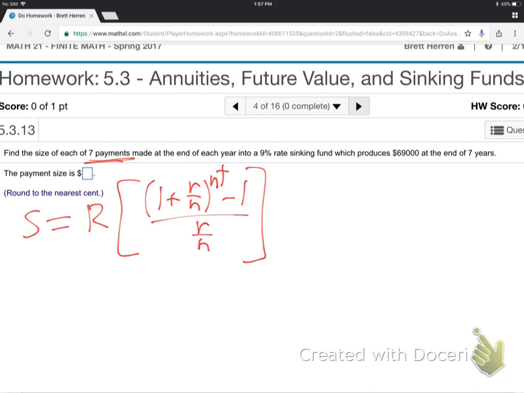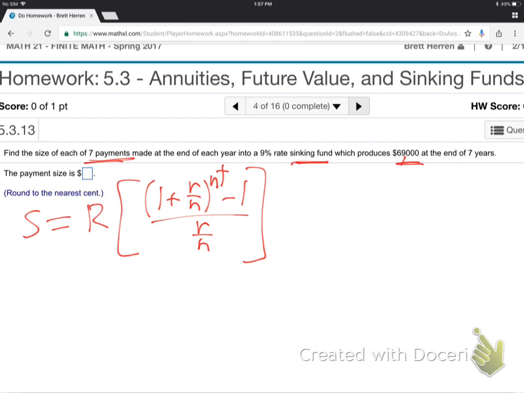Like that. So we grab that formula again and find the size of each of 7 payments made at the end of each year at 9% rate into a 9% rate sinking fund. That's the same thing. It's an annuity. You're just sinking money into a big building up account, which produces, is that 69,000? Yeah, not 690, I put a comma in there. 69,000 at the end of 7 years.